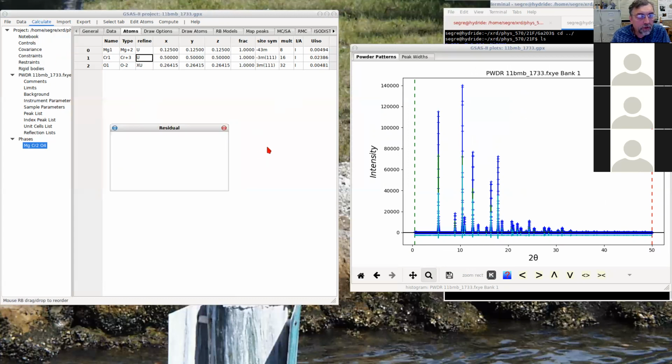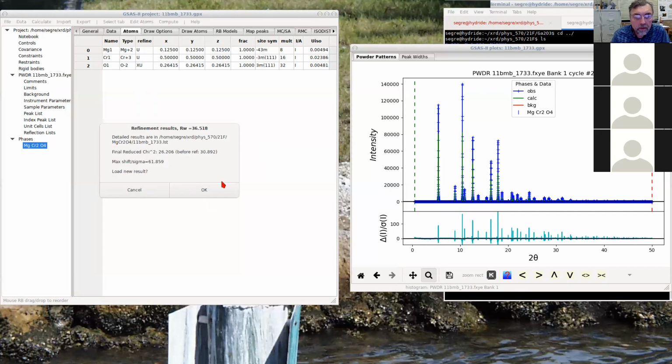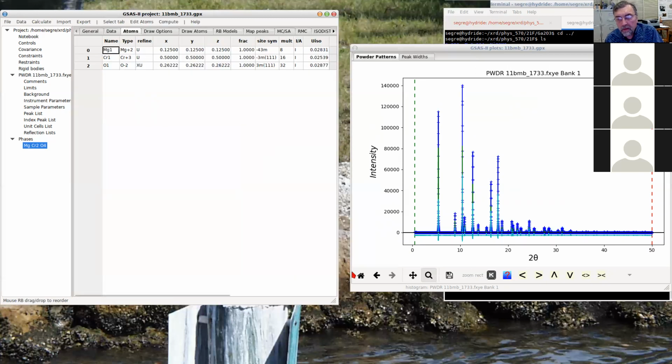Sometimes if you allow too many parameters to refine at once, it can run away on you. You have to be a little careful, but I think this is going to be okay. Okay. So we're getting better. We still aren't there yet, but we're getting a little bit better.